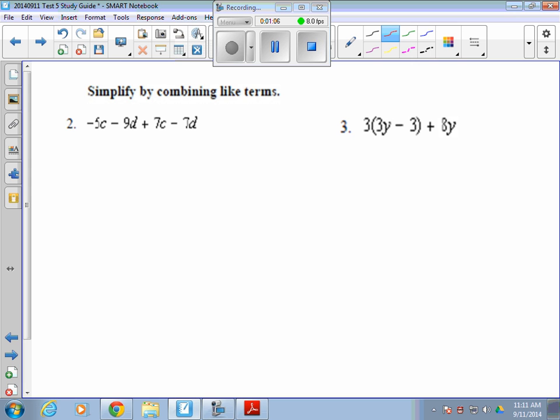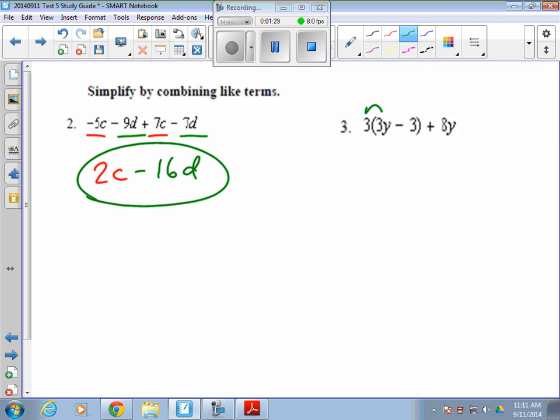Combining the like terms for number 2, negative 5C minus 9D plus 7C minus 7D. Put your C's together. Negative 5C and positive 7C. Negative 5 plus 7 is going to be positive 2C. And then negative 9D and negative 7D. Put those two together. They're both negative, so add them up. You get negative 16D.